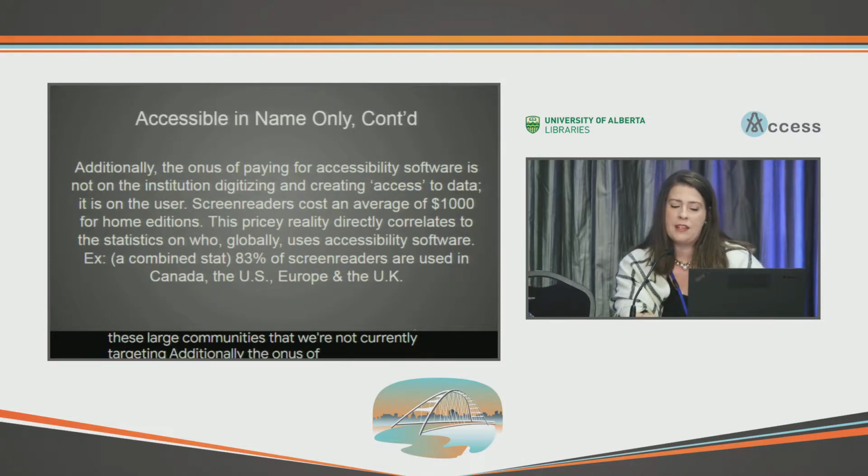So we should really be looking at these large communities that we're not currently targeting. Additionally, the onus of paying for accessibility software is not on the institution digitizing and creating access to the data, it's on the user. So with a little bit of digging, I found that screen readers cost an average of $1,000 for a home edition software. And this is a pricey reality that directly correlates with the statistics on who globally uses accessibility software. It's no surprise it would be your Western developed nations. So Canada, the US, Europe, and the UK. It's 83% of everyone who uses screen readers.